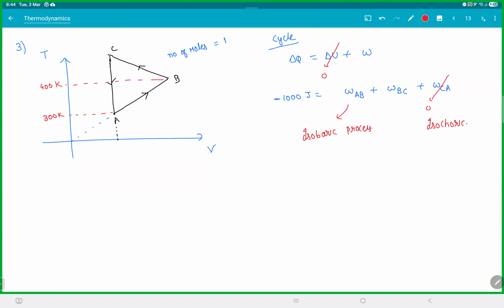Right, so work done in an isobaric process is how much? Integral PdV, right? But pressure is constant. So that will be P into delta V. So this can be written as nR delta T, right? n is given, one, R, and delta T is 100. That's your work done from A to B. Therefore, work done from B to C will be minus 1000 minus 100 R. R is 8.314, so that would be minus 1831.4 joules.